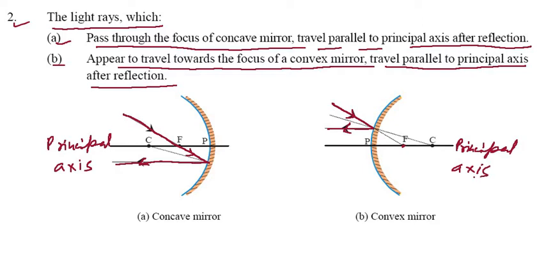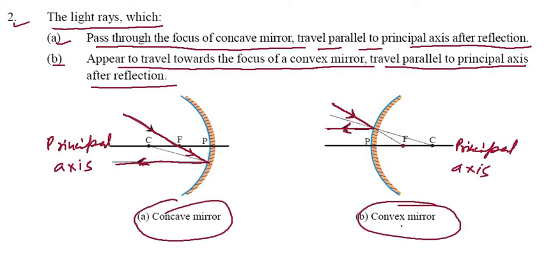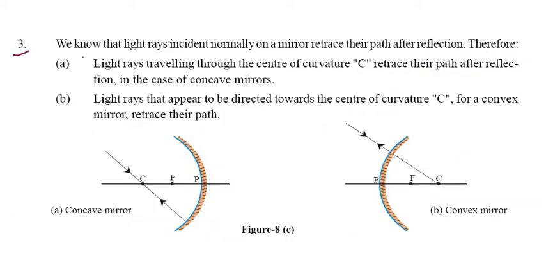Principal axis. So that one is the concave mirror and that is the convex mirror. Now come to the third law. You can see here, third law.